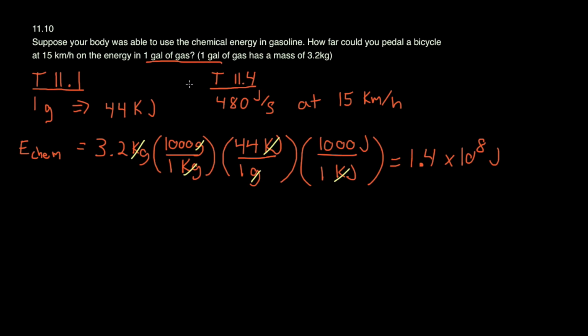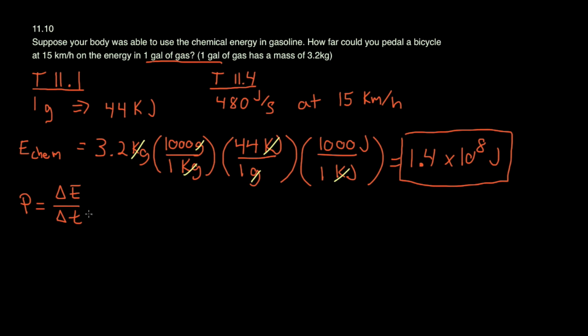And then we're told that we use 480 joules per second traveling at 15 kilometers per hour. So if you remember, we're just going to transform this energy into work, right? And we can use the power is equal to change in energy over change in time. And so power is just joules per second, right? So let's just rearrange this, and we want to solve for time, right? We're going to consume all this energy that's in the gas, which is 1.4 times 10 to the 8th joules. So that's going to be our delta E, because we're consuming it all. And this power is just going to be 480 joules per second.